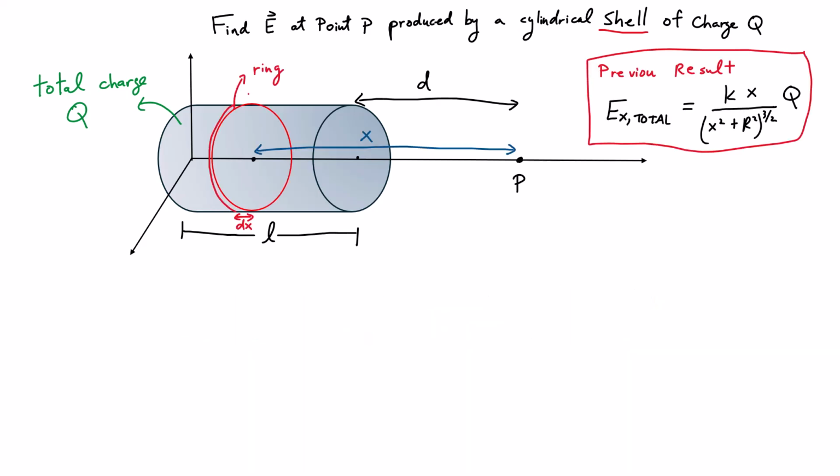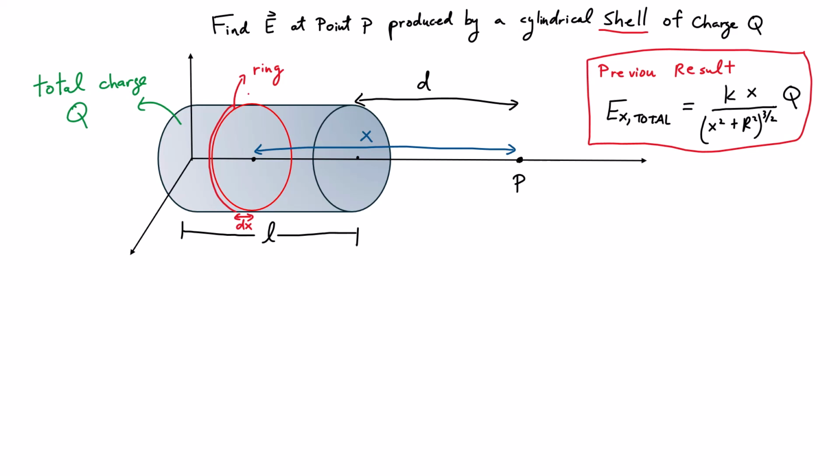All right, so we now want to construct a shell and find the total field produced by a shell at this point P. So here's the geometry now. The distance D is the distance here from the end of the cylinder all the way to the point P. The shell has a length L. And now what I'm going to do is construct this shell out of a whole series of rings.